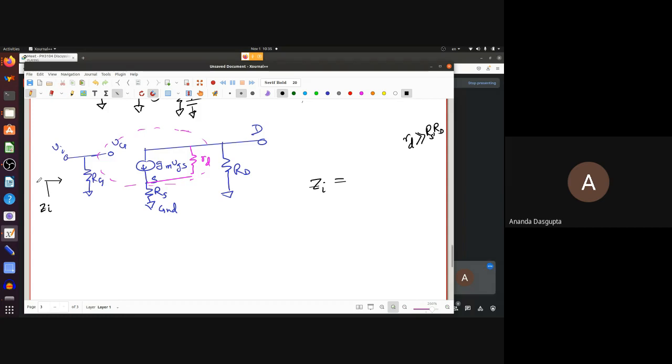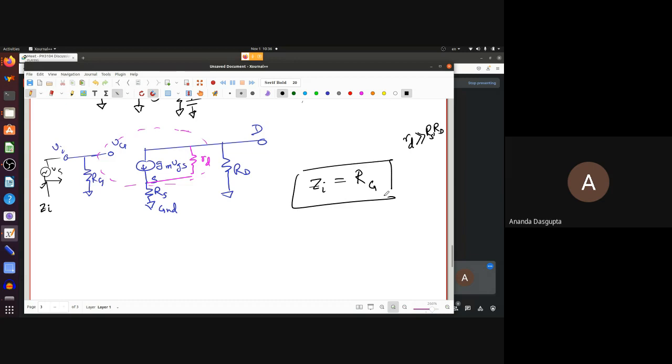If you connect a source here, how much resistance is the source going to see? What does the source see on this side? This part, remember, is disconnected as far as the AC current is concerned. There is no connection here. So what does VS see? Just this part. So what resistance does it see? RG. So that's simple. The input impedance is still RG. So there's no difference there.